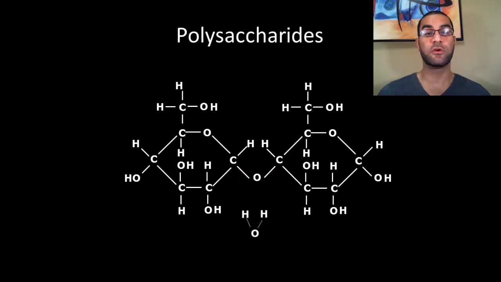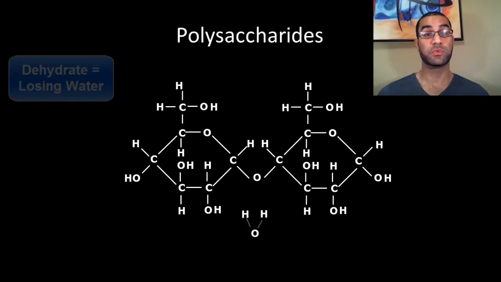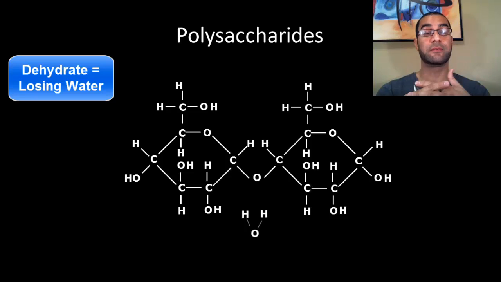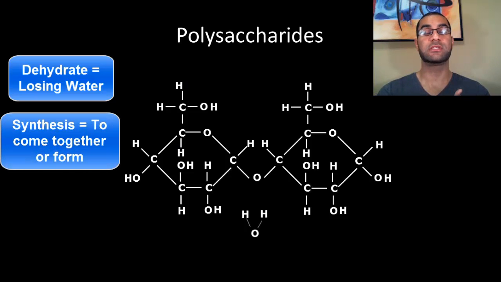So this process of forming a disaccharide or a polymer from monosaccharides, or these monomers, is called dehydration synthesis, combining 2 molecules into one, and in the process losing a water molecule. This is what we call dehydration synthesis. It's called dehydration synthesis because if you dehydrate something, that means you're literally losing a water, which is what's happening here. And synthesis means to come together or to form. So dehydration synthesis is when 2 separate monomers combine to make a polymer. In the process, they lose a water molecule. Okay?